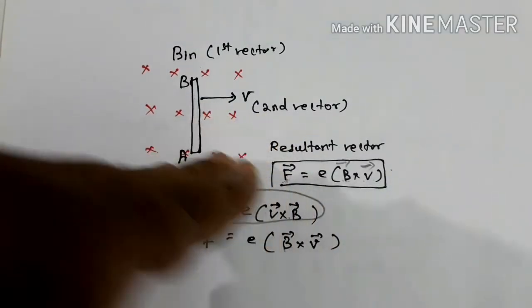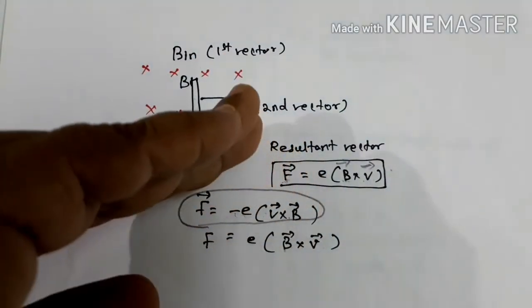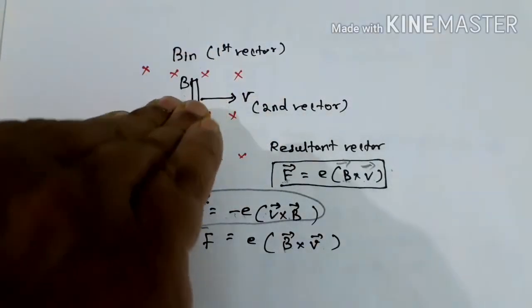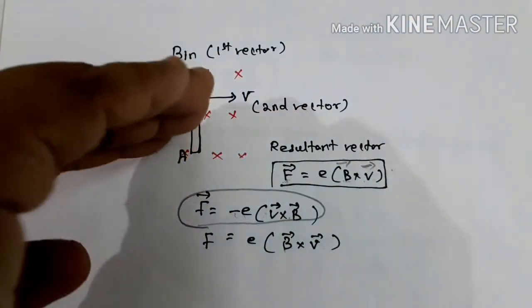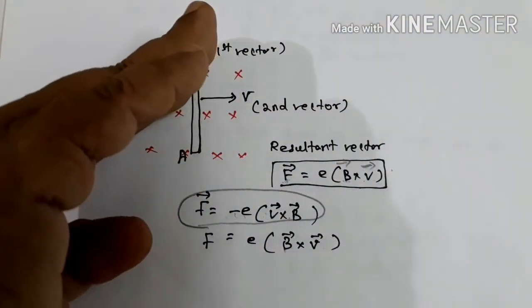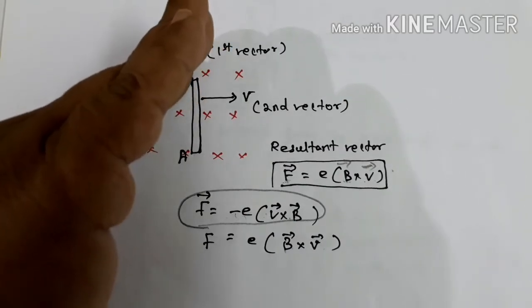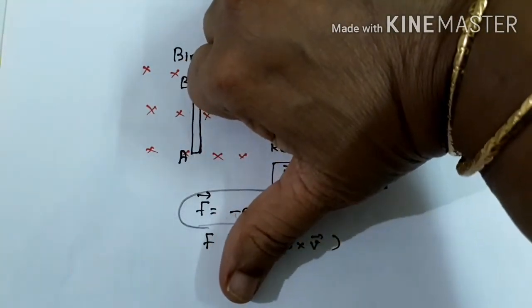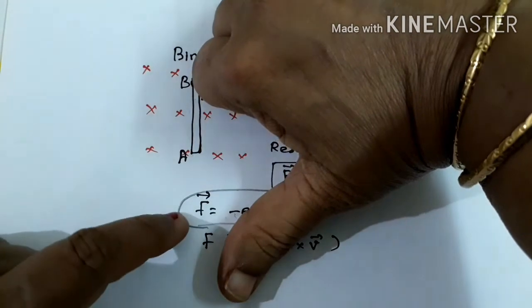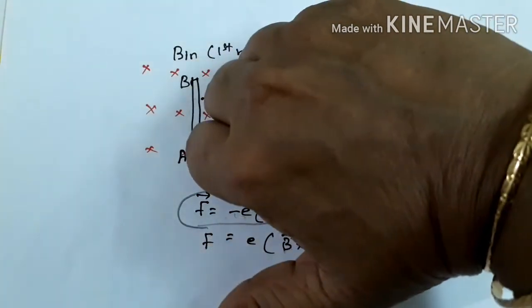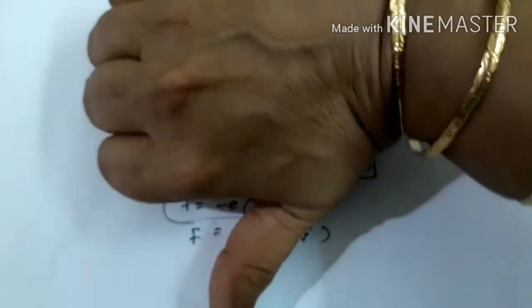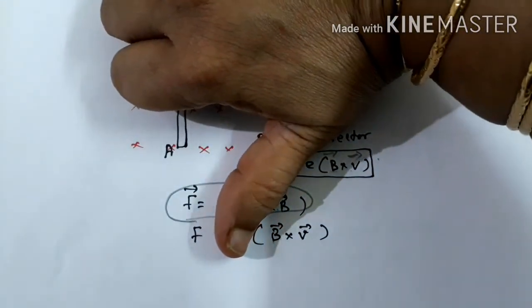You have to place them inside the paper so that the palm is facing the second vector, the V vector. If you curl your fingers from the first vector to the second vector, the direction of the thumb gives the F vector direction, that is the Lorentz force direction. You can do it by yourself. Place all four fingers into the paper and curl towards the second vector, V vector. At that time you can see the thumb pointing downward. That will be the direction of Lorentz force.